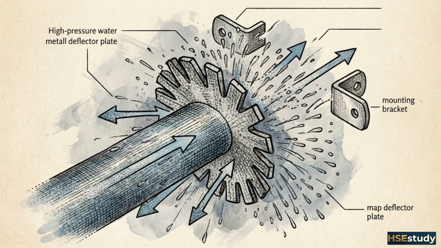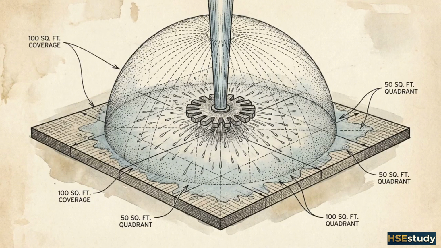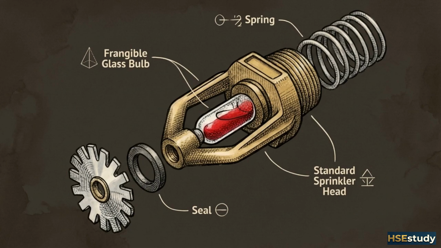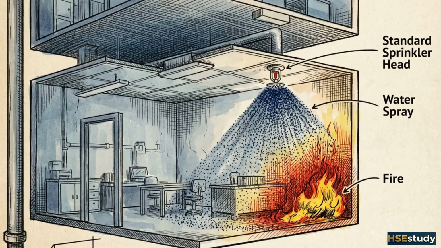When the water is released, it strikes a metal deflector plate. This plate is shaped to convert the high-pressure water column into a uniform hemispheric spray pattern designed to cover a specific square footage. The thermodynamic response of that single glass bulb determines the system's efficiency. It ensures that water is only deployed where the thermal threshold has been breached.